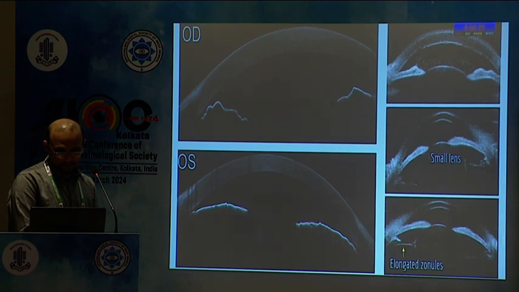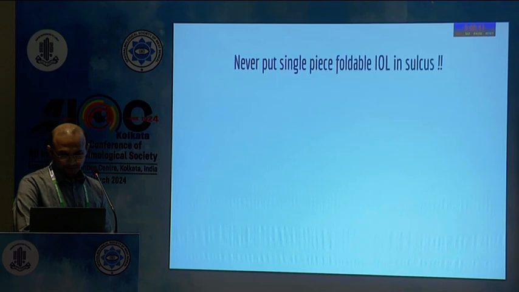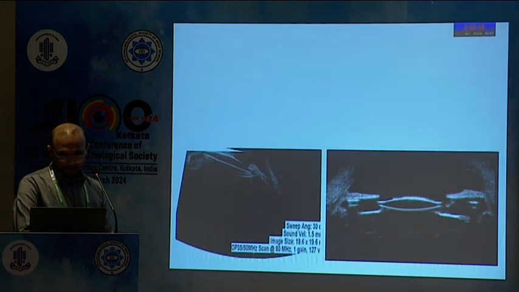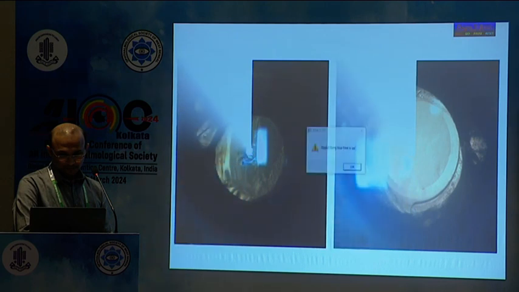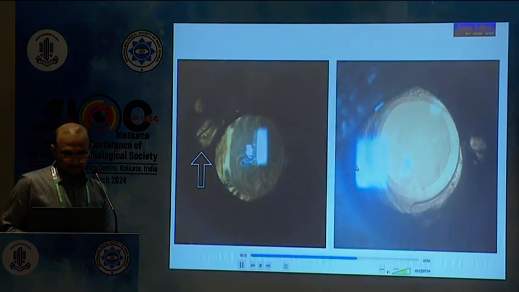UBM is helpful to identify the cause of IOP spikes post-cataract surgery. This image depicts the IOL position where the haptics are seen in the sulcus, causing secondary angle closure with PAS. The slit lamp examination shows a classic transillumination defect along with the contour of the IOL, especially at the IOL haptics.